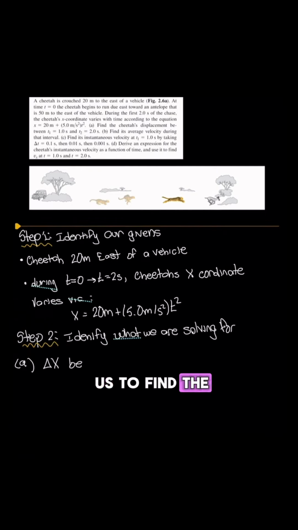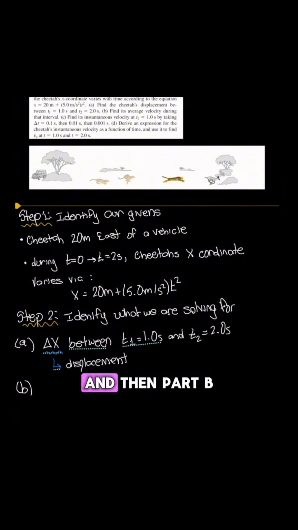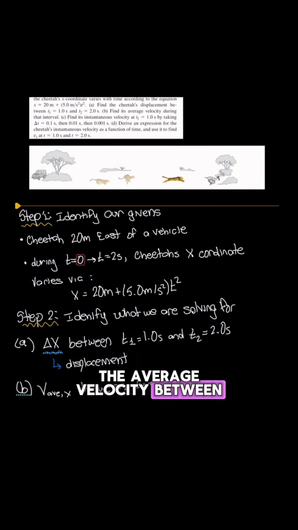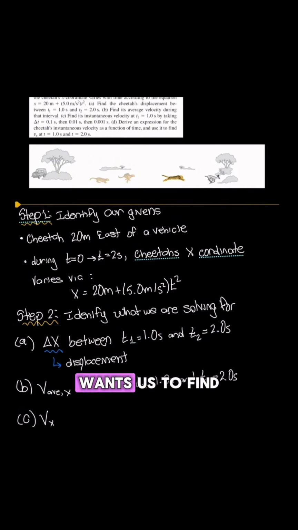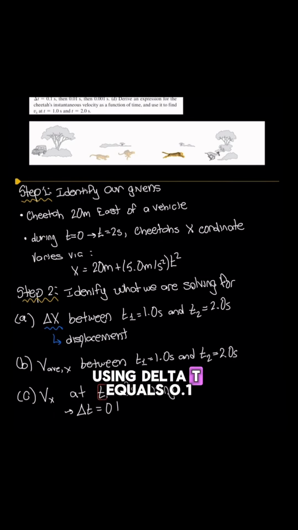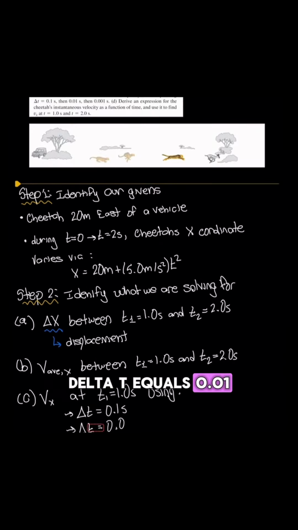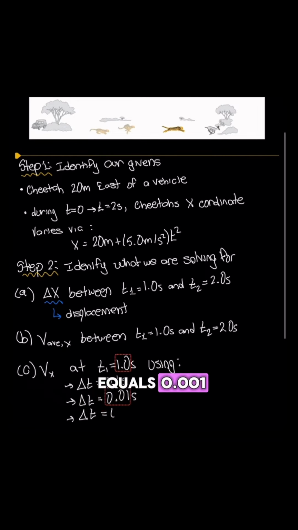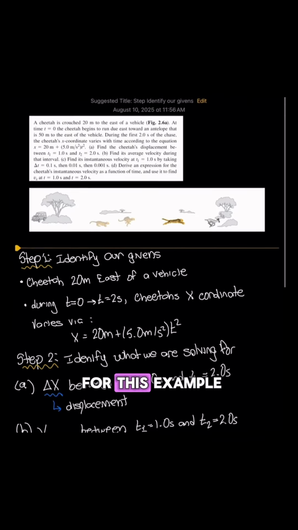Now that we have our givens, our next step is to identify what we're solving for. So part A asks us to find the displacement between t1 and t2. And then part B wants us to find the average velocity between t1 and t2. And then part C wants us to find the instantaneous velocity at t1 equals 1.0 seconds using delta t equals 0.1, delta t equals 0.01, and then delta t equals 0.001. We'll probably just do delta t equals 0.1 for this example.